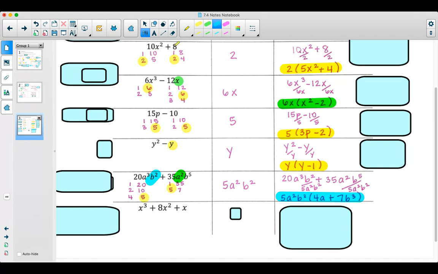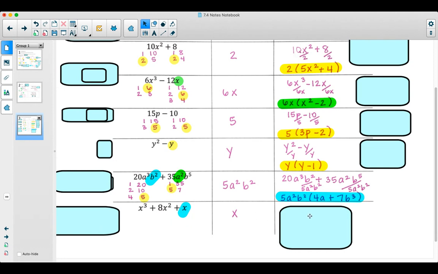Last example, before we try some on our own. X to the third plus 8x squared plus x. Well, here I notice they don't have any numbers in common, no greatest common factor, but I have an x to the third, an x squared, and an x to the first. I'm comparing those variables to figure out the greatest common factor. I see that I want to take the lower of the exponents, so I want to take that x to the first. So my greatest common factor is just x.